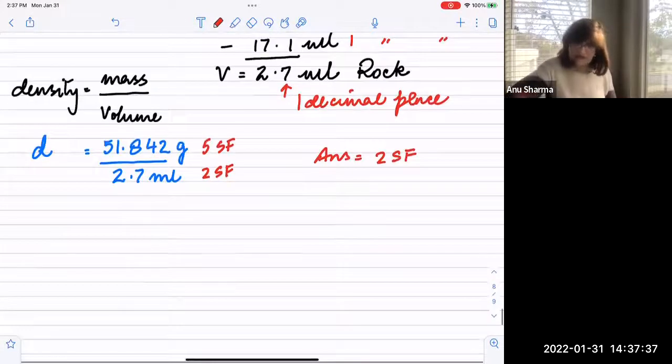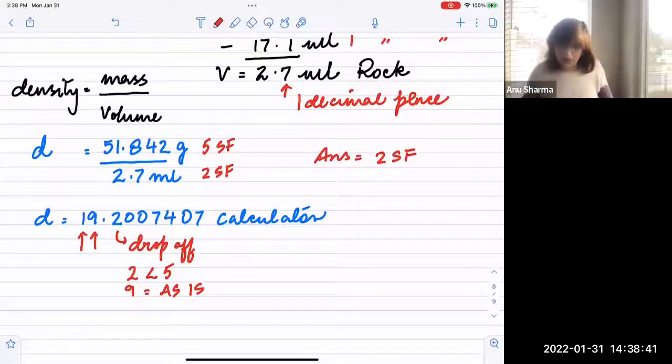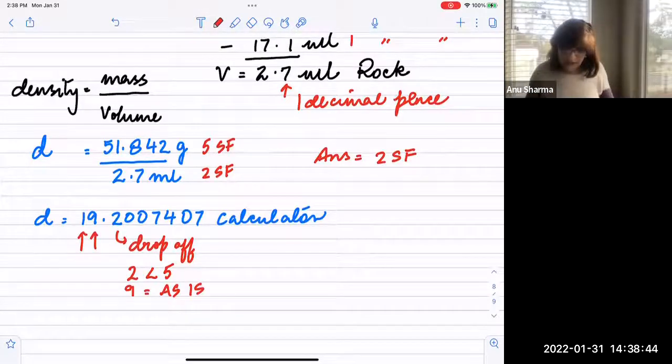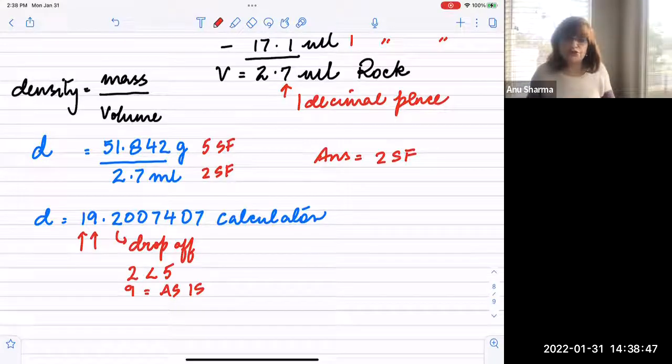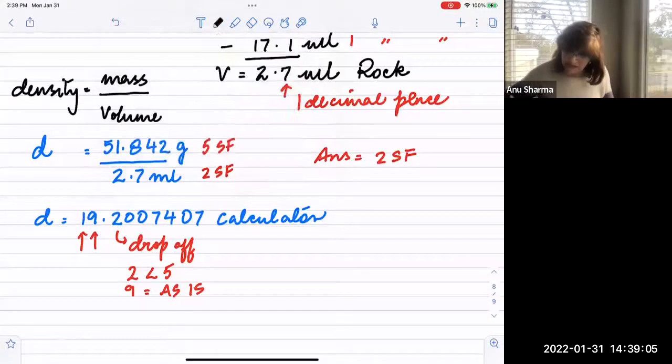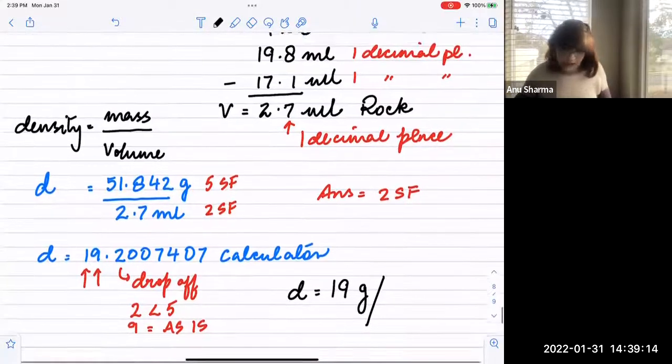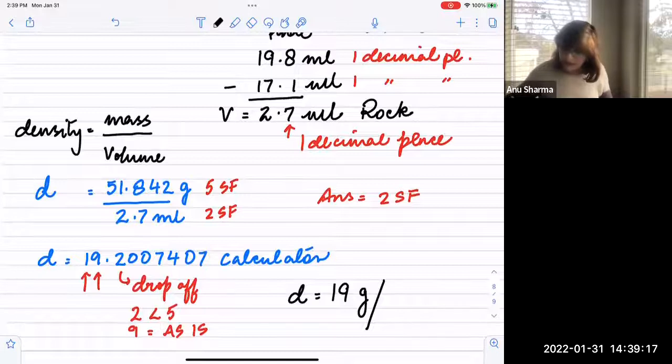Okay, so let's do this division. When we divide, we get the answer from the calculator, 19.2007407. But we only need 2 significant figures. So we are going to drop off 2 and all the numbers after that. But 2 is less than 5, so what happens to 9? 9 remains as is. Therefore, the density of this object is 19 grams per milliliter, or centimeter cube, because it's still a solid.